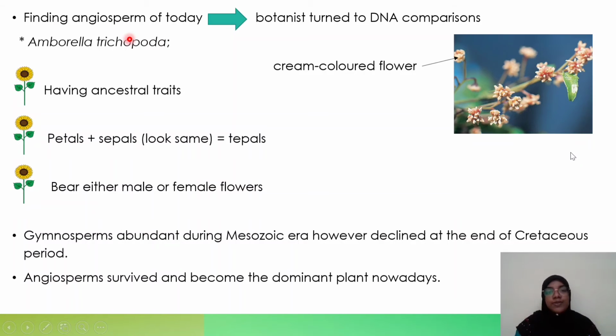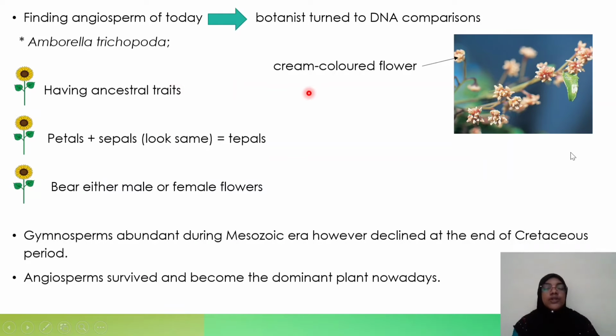Finding angiosperms nowadays is quite easy after the discovery of the microscope. So botanists turn to DNA comparisons, where they compare the DNA of Amborella trichopoda with any plants yet to be discovered to identify whether it is an angiosperm or not.